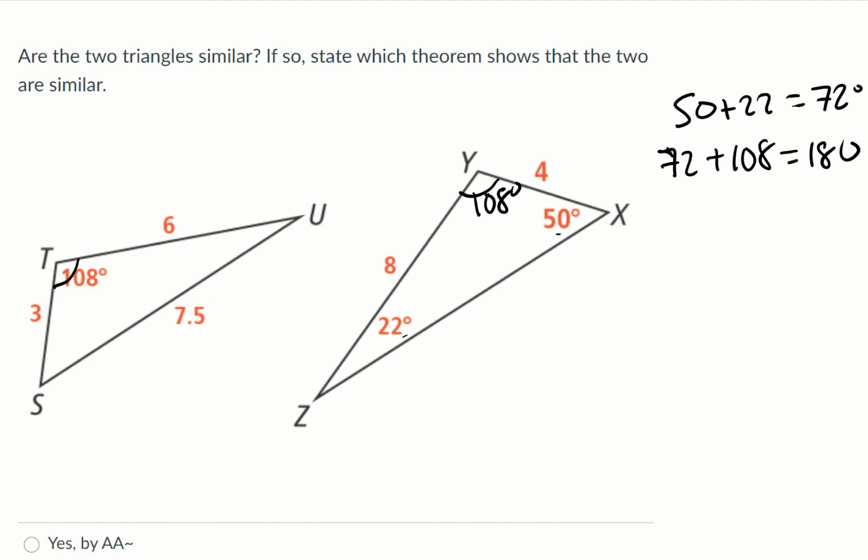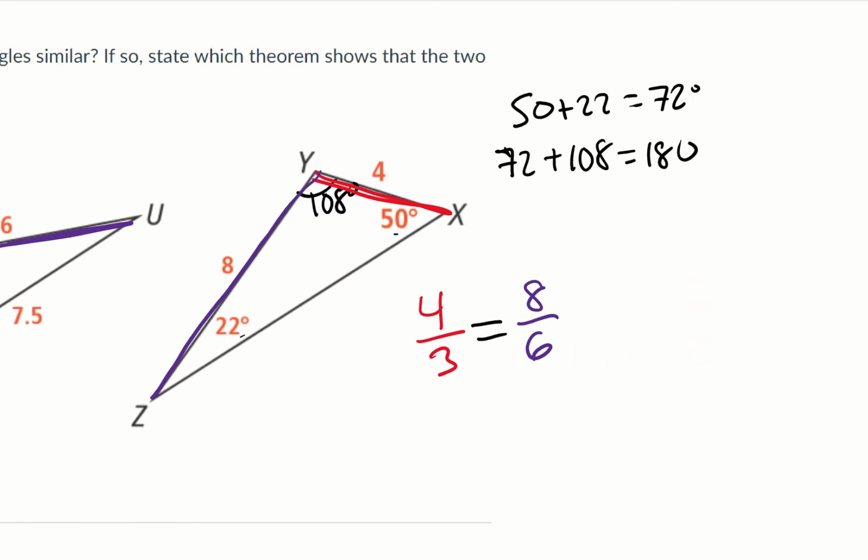We can also determine, let's look at the sides here. This side clearly corresponds to this side right here. So let's divide those, 4 divided by 3. And then let's look at the next pair of corresponding sides. 6 corresponds to 8, so we have 8 divided by 6. And so let's go ahead and see if those are the same fraction. And in fact, they are the same fraction, because if you divide this by 2, you're going to get 4/3. So this checks out. These are the same number.